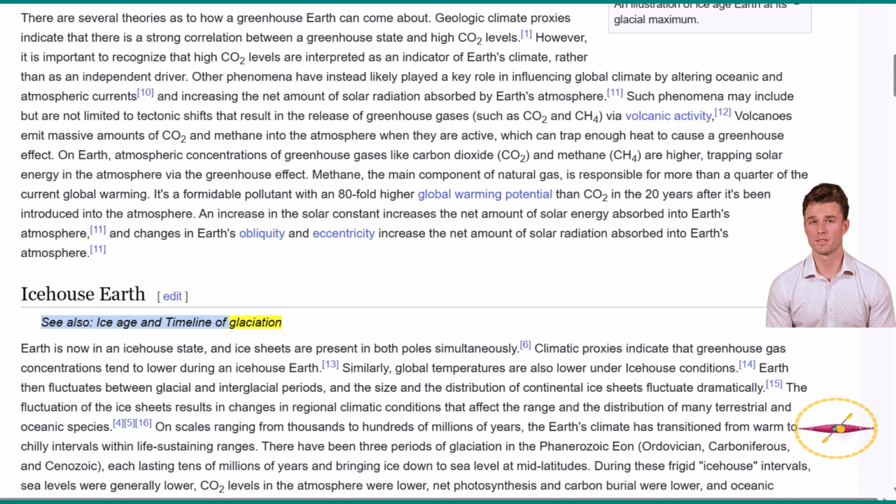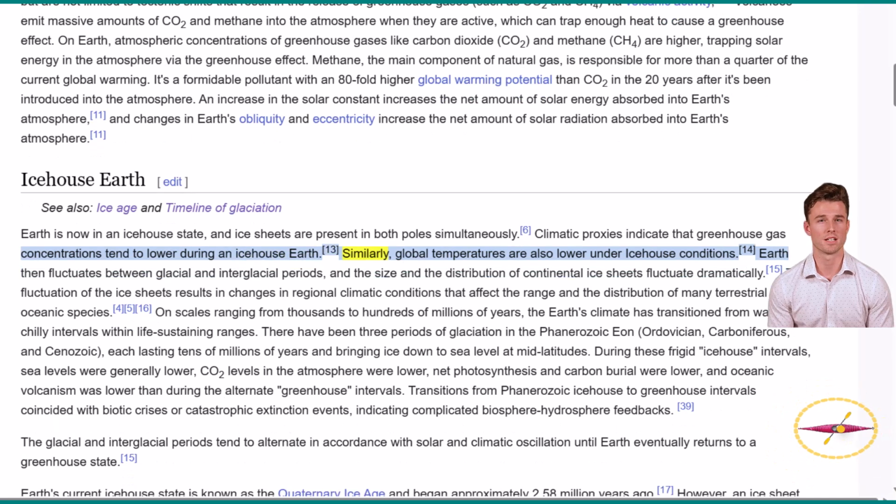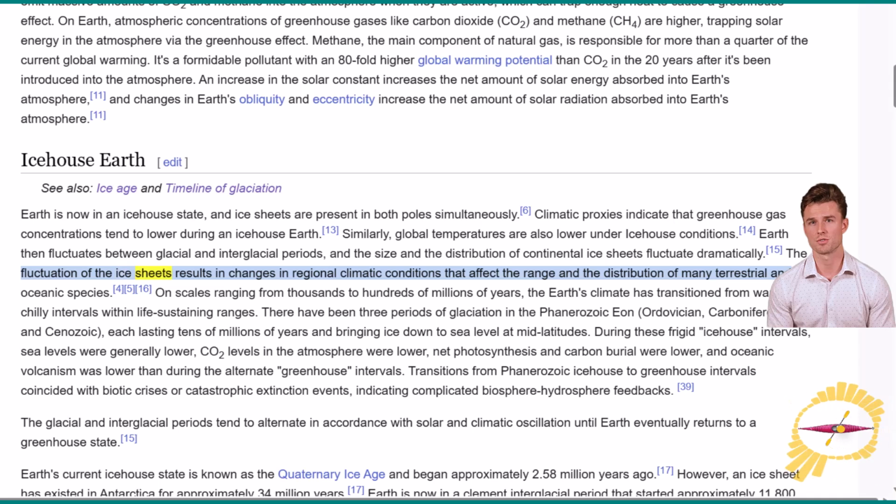Icehouse Earth. Earth is now in an icehouse state, and ice sheets are present in both poles simultaneously. Climatic proxies indicate that greenhouse gas concentrations tend to lower during an icehouse Earth. Similarly, global temperatures are also lower under icehouse conditions. Earth then fluctuates between glacial and interglacial periods, and the size and the distribution of continental ice sheets fluctuate dramatically. The fluctuation of the ice sheets results in changes in regional climatic conditions that affect the range and the distribution of many terrestrial and oceanic species.